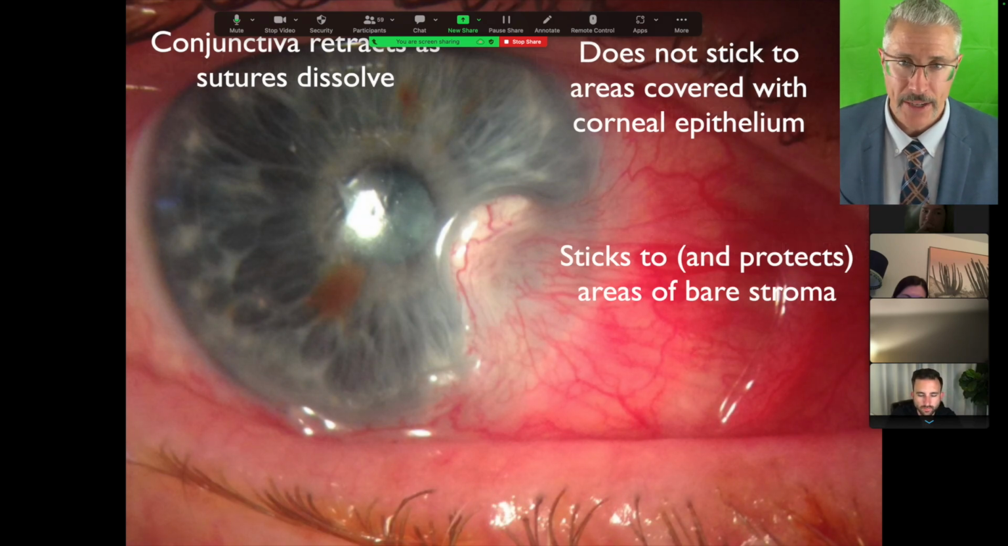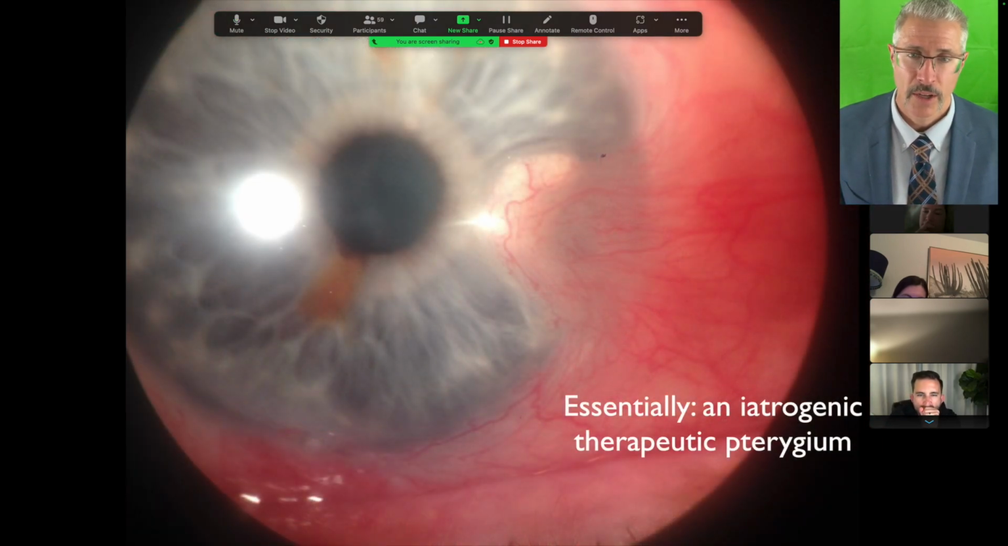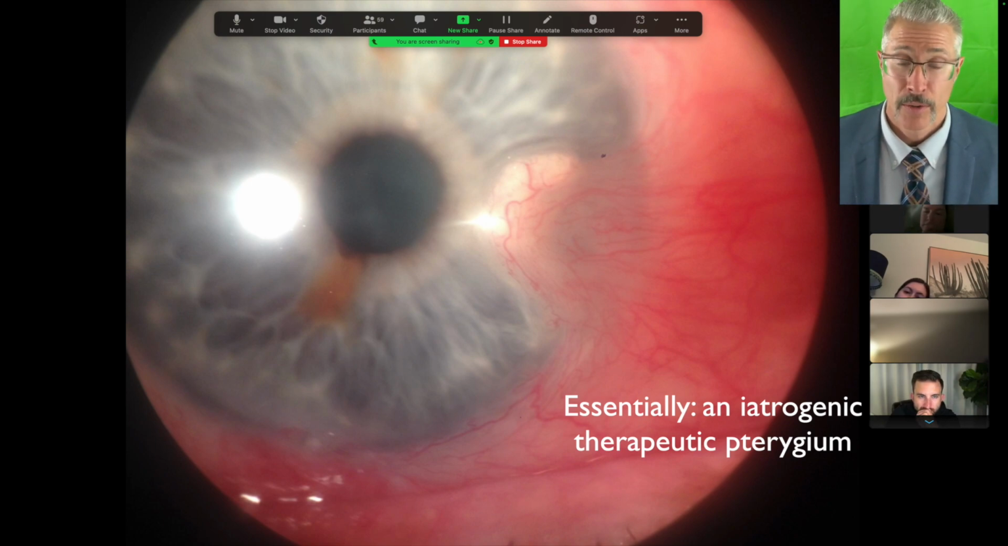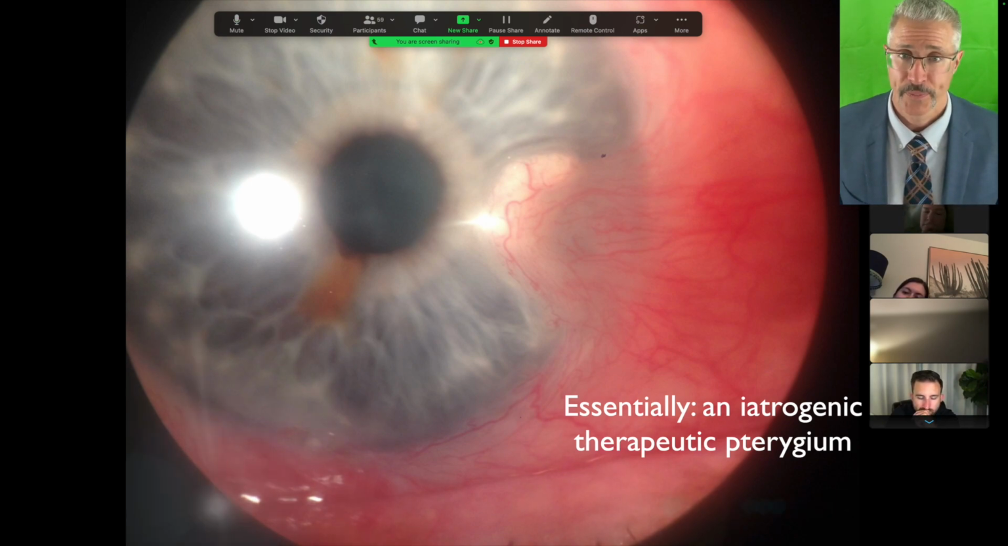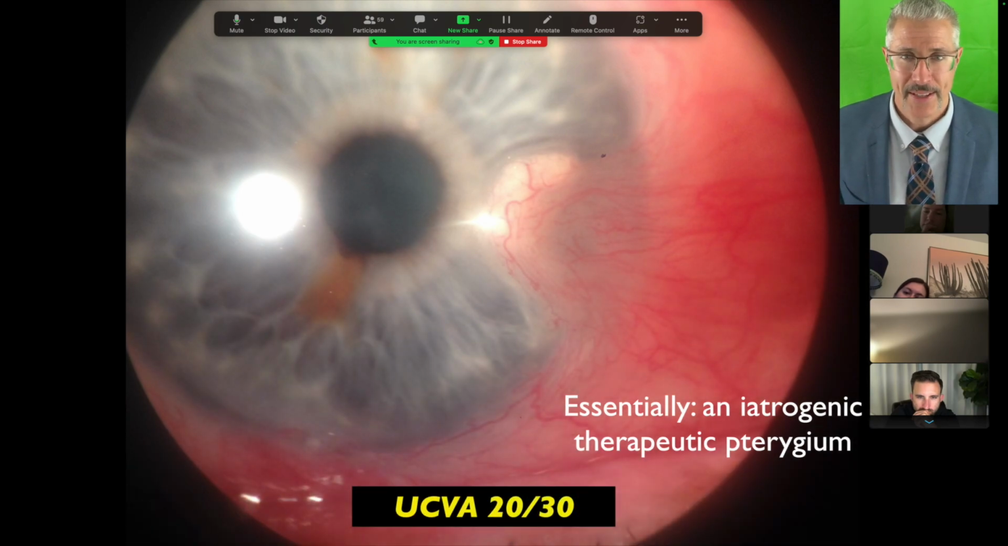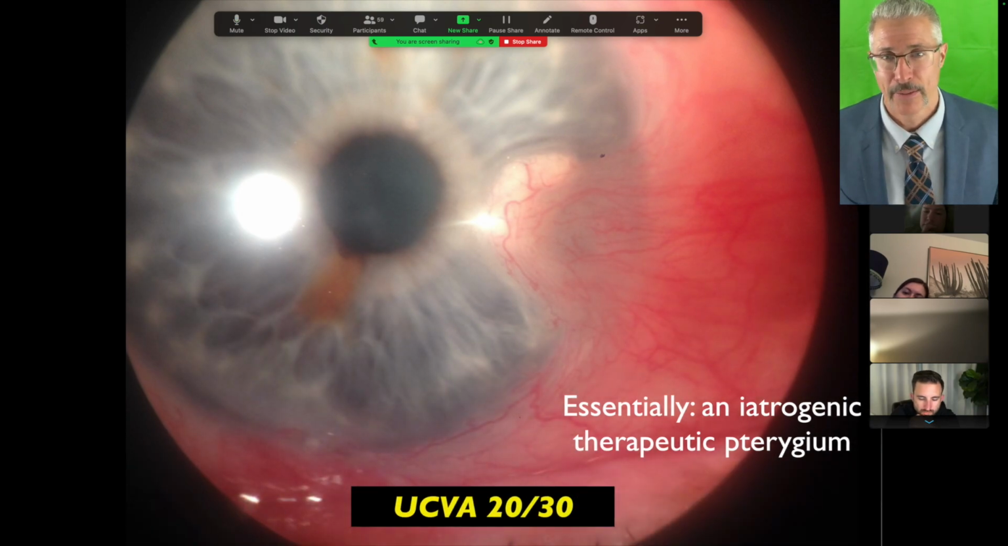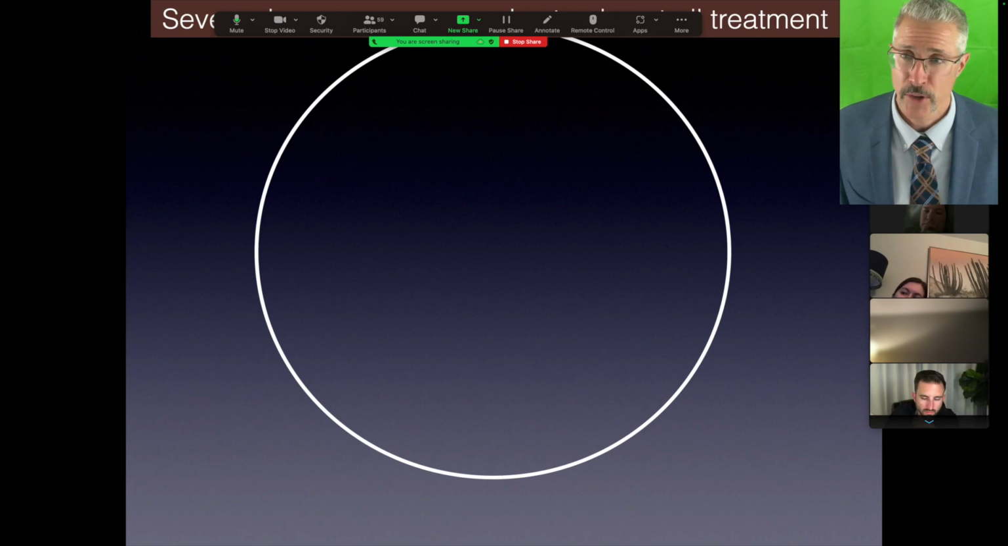And as it retracts, it doesn't want to stick to intact epithelial cells. It's going to stick to bare exposed stroma. But look what it's doing. As it retracts further and further, it basically persists as an iatrogenic pterygium, protecting that area for the long haul. Isn't that amazing? And this is his better seeing eye now. So that's a great use of that trick.